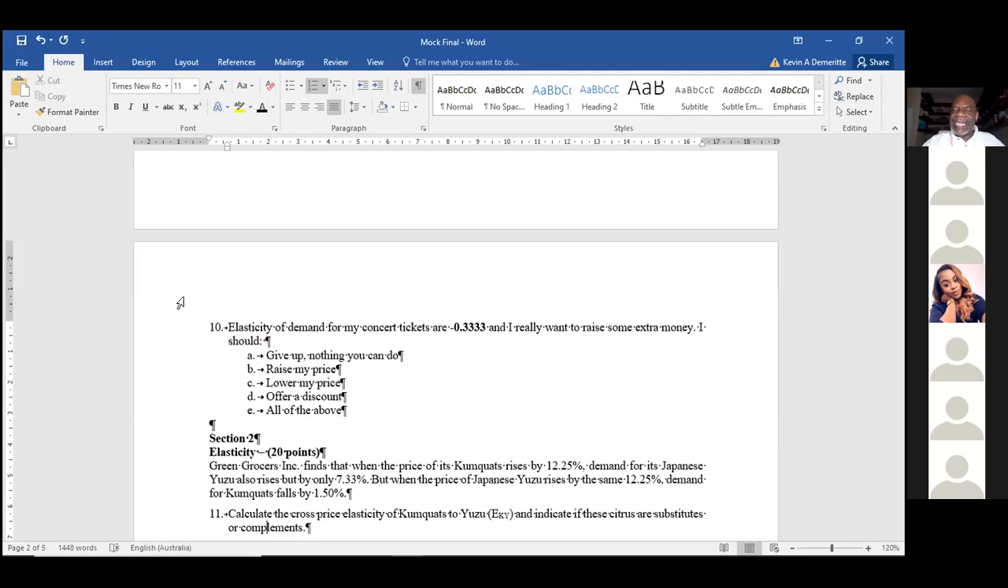If demand is elastic, that means they're very sensitive, very responsive, so you can't raise your price, but they will react very quickly to a discount or a sale. So, elastic demand, lower the price. Inelastic demand, raise your price. In this case, we have inelastic demand, so the answer would be B, we would raise our price.